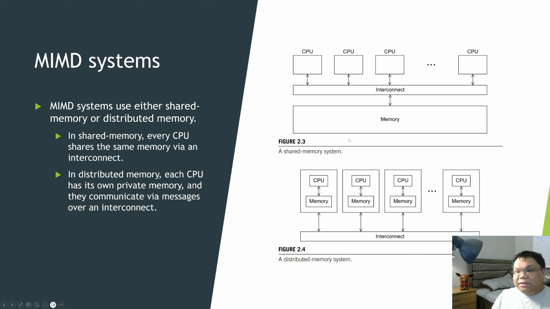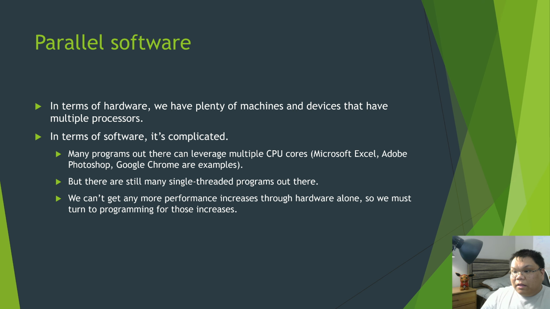MIMD systems use either shared memory or distributed memory. In a shared memory system, every CPU shares the same memory via an interconnect. In a distributed system, each CPU has its own private memory, and each CPU communicates with all the other CPUs using messages over an interconnect.